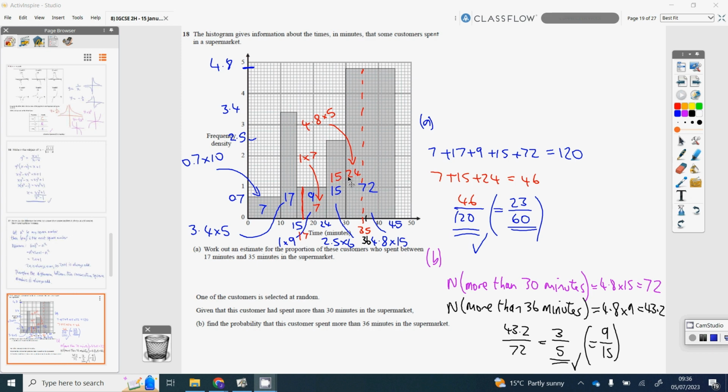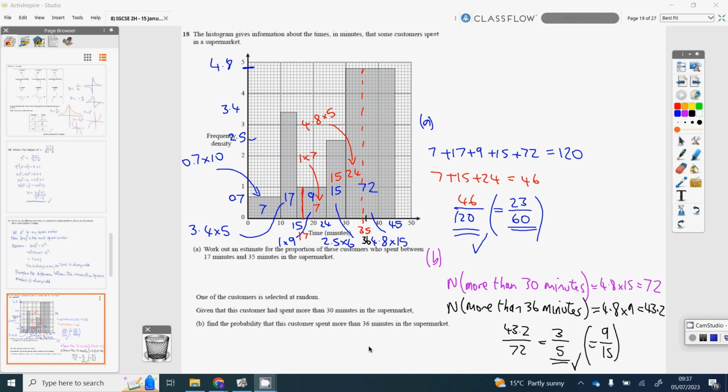So the customers who've spent between 17 and 35 minutes are these numbers in red, the 7, the 15, and the 24. Adding that together, I've got 46 of the 120 customers who spent between 17 and 35 minutes. That's fine as a final answer, but you could have simplified it if you wished.